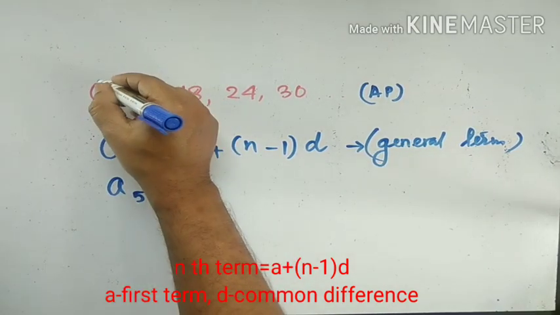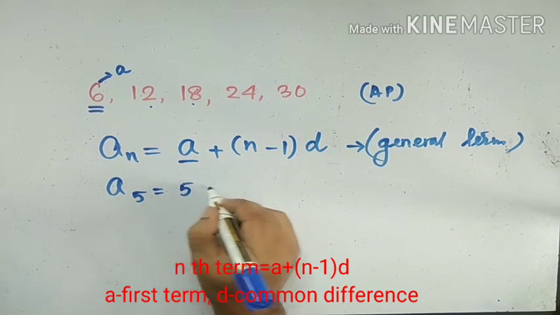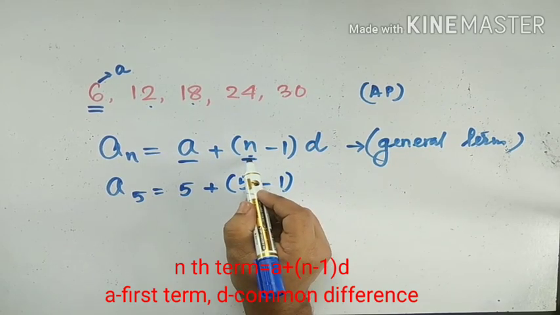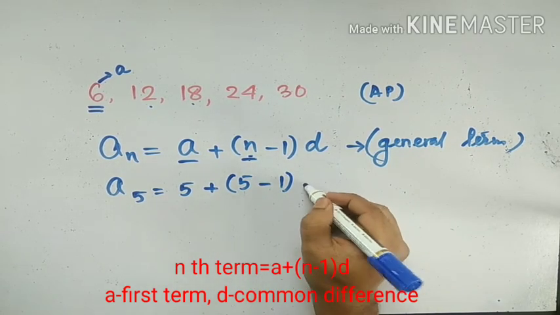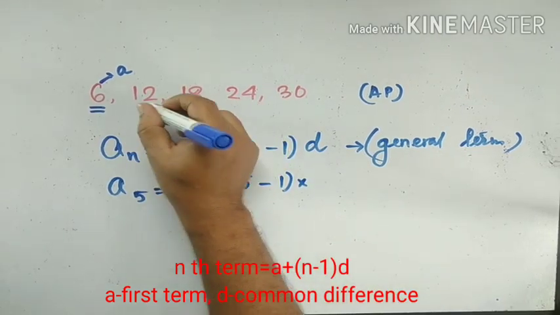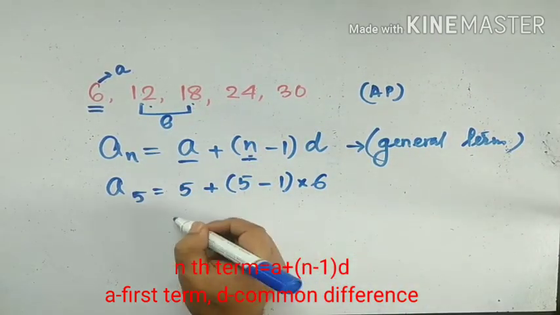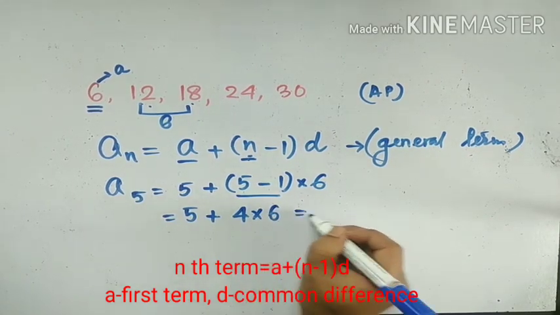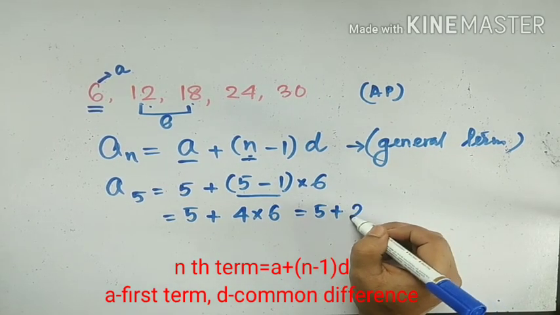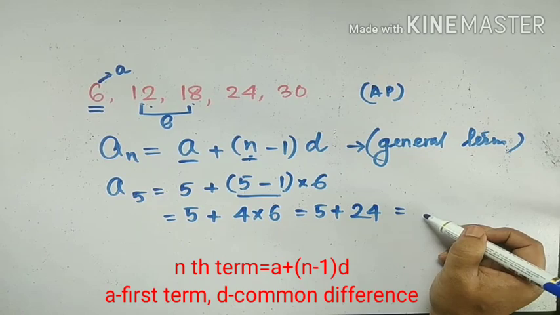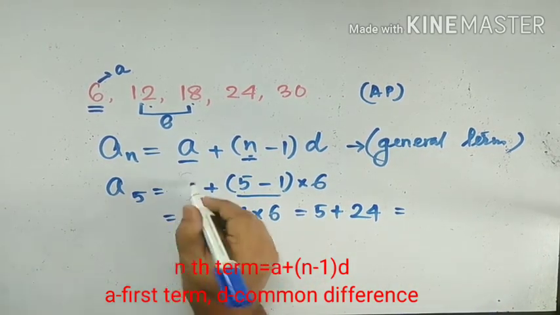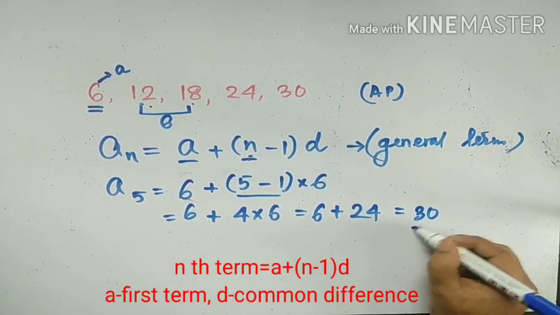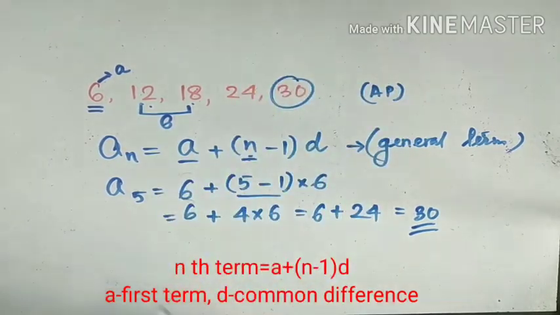In this example, A will be 6, plus 5 minus 1, where n denotes the number of terms. Now D, in this case, will be 18 minus 12, that is 6, so D is 6. So 5 minus 1 is 4, 4 into 6 means 24, so it will be 6 plus 24, which is 30. So the fifth term is 30.